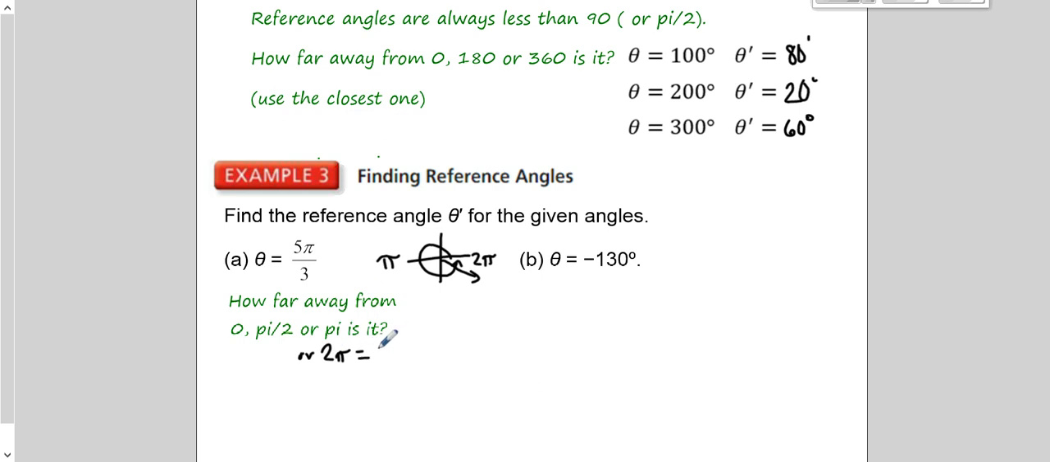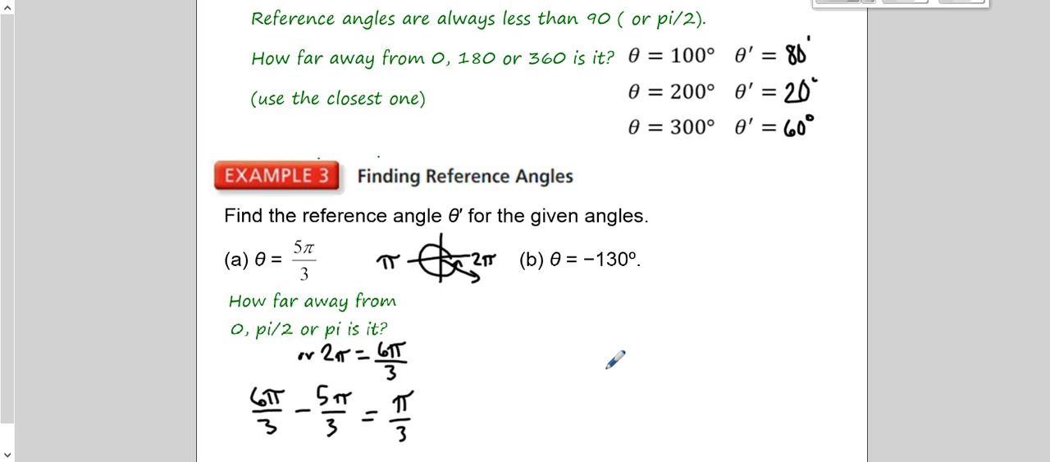2 pi is really 6 pi over 3. 5 pi thirds and 6 pi thirds. If we subtract those, smaller one from the bigger one, we will get our reference angle. Pi over 3. All right, how about the next one?